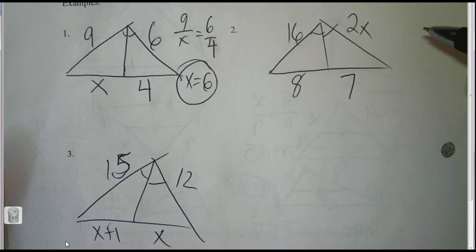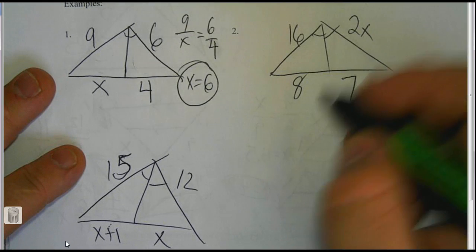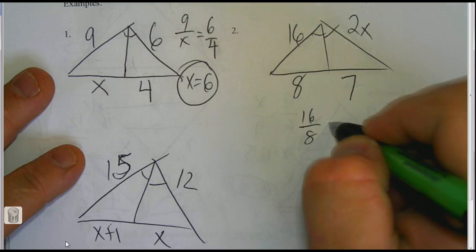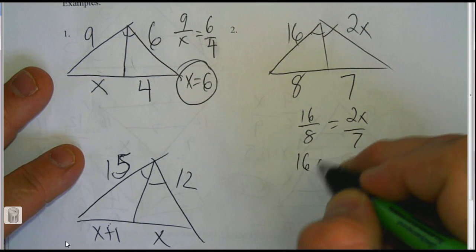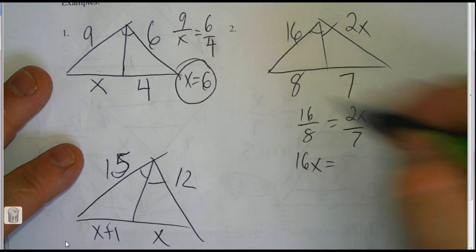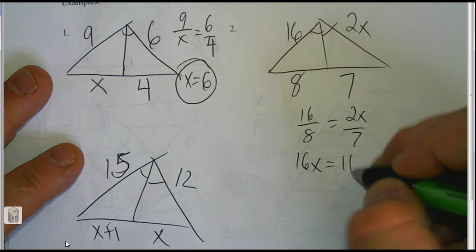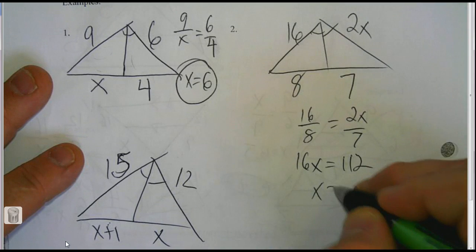Alright, hopefully you set the correct proportions and solve, but here it was 16 over 8 is equal to 2x over 7. You get 16x is equal to 112. Then you divide by 16, you get x is equal to 7.